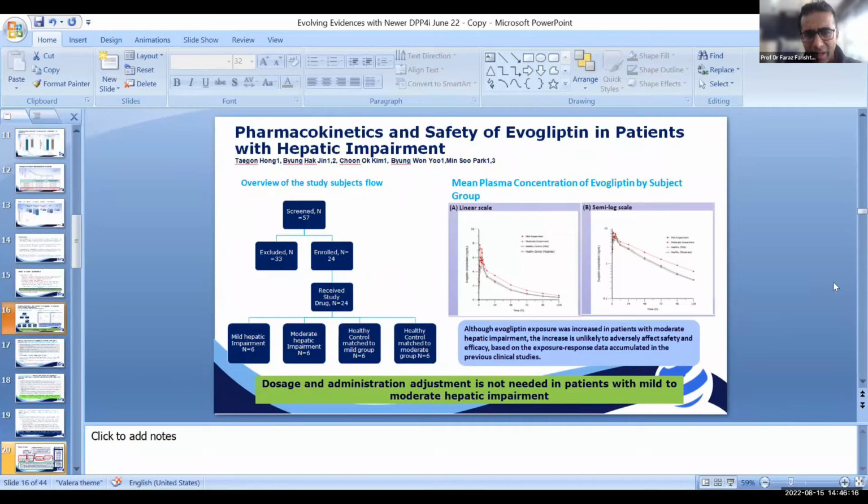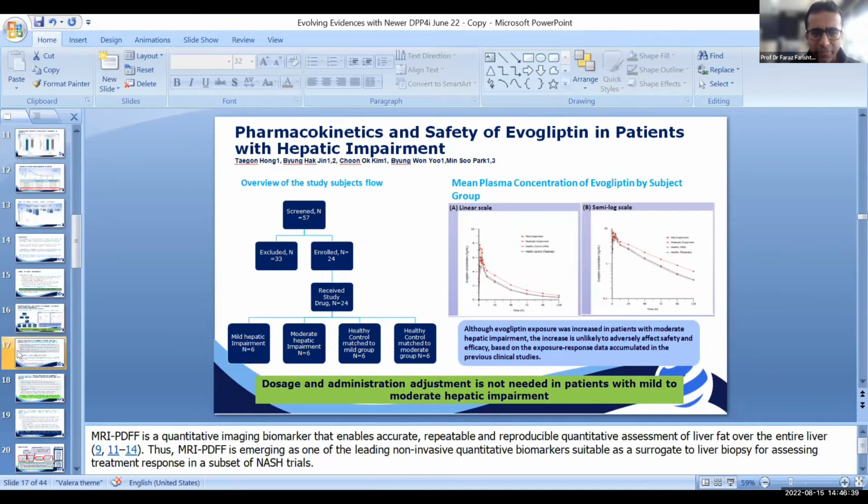Let's see the pharmacokinetics and safety of Evo in patients with hepatic impairment. Here also, no dosage adjustment is required in patients with mild to moderate hepatic impairment. So it is not only that you can give it in patients with renal dysfunction, but in patients with a mild to moderate degree of hepatic dysfunction as well, you can use this molecule very safely.